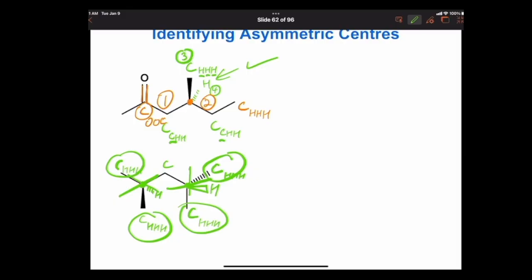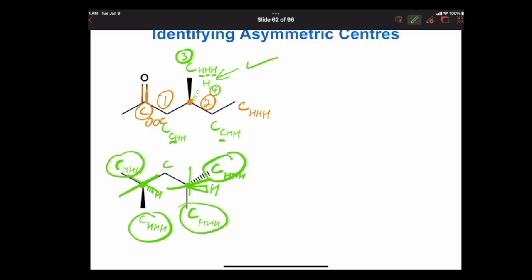All 4 need to have a different priority. Basically, what we're coming to is, I need to assign 4 different priorities in order to come up with a notation similar to E and Z. We call it R and S. If 2 groups have the same priority, it doesn't have any notation, it's going to be the same.